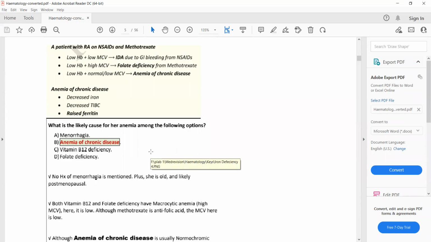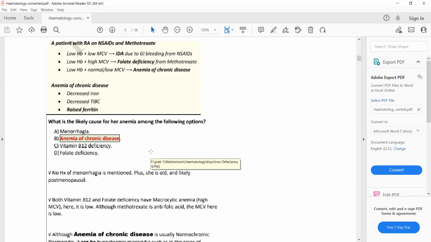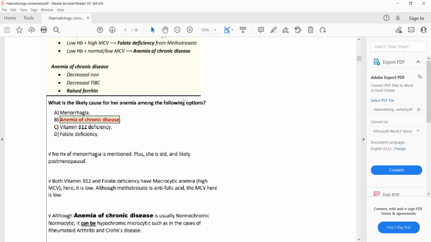So this is how you can differentiate between anemia of chronic disease and iron deficiency anemia in a patient with a history of rheumatoid arthritis on NSAID and methotrexate. Low HB, low MCV, it can be iron deficiency anemia or anemia of chronic disease, and low HB and high MCV, it can be folate deficiency from methotrexate.